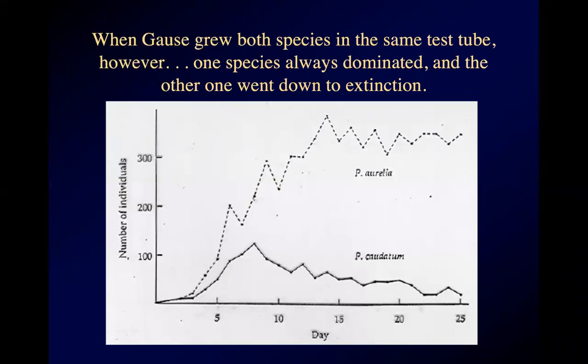But Aurelia, for whatever reason, was just slightly better at getting food than Caudatum was. And Caudatum, you see, would grow for a little while, but it just couldn't make headway against Aurelia, which was just a little bit better. And so Caudatum ended up dying out in the test tube.